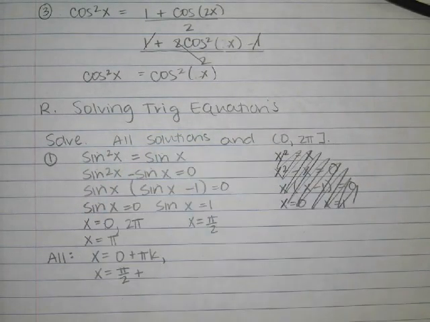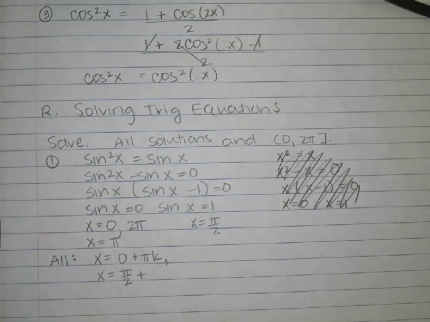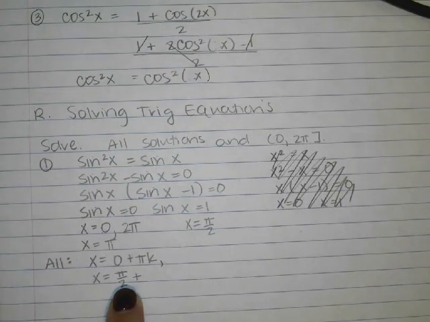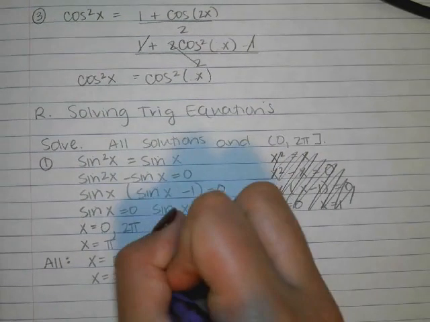And then typically with sine and cosine, the answers repeat for every coterminal angle. So I would have to add a full circle to get the next answer and then another full circle. So I'm going to say plus 2 pi k.